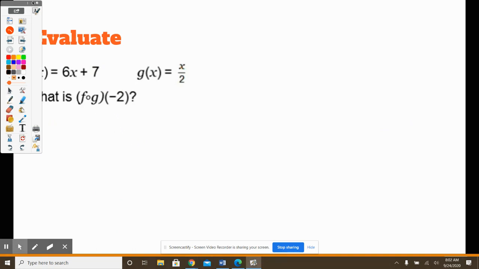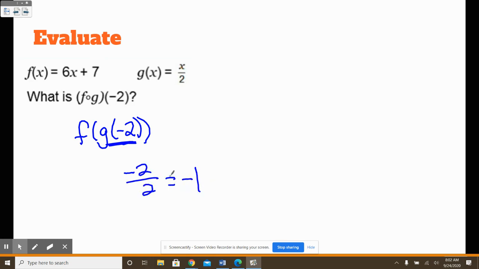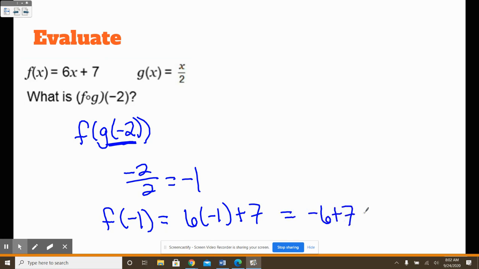So if you're finding out f of g of negative 2, we're just going to rewrite it in the way that looks a little bit better. You will start with g of negative 2. G of negative 2 is negative 2 over 2, which is negative 1. So my new problem becomes f of negative 1, which is 6 times negative 1 plus 7, negative 6 plus 7, which is 1.